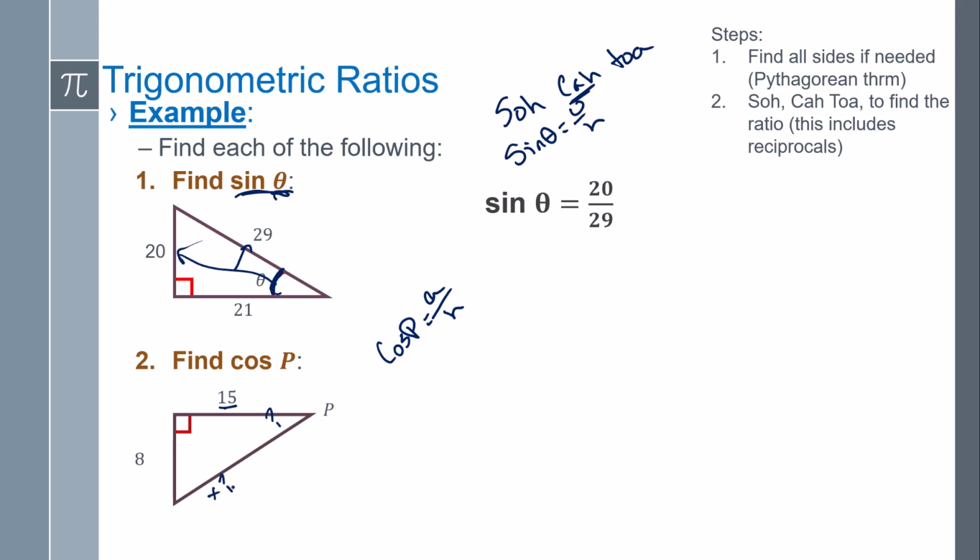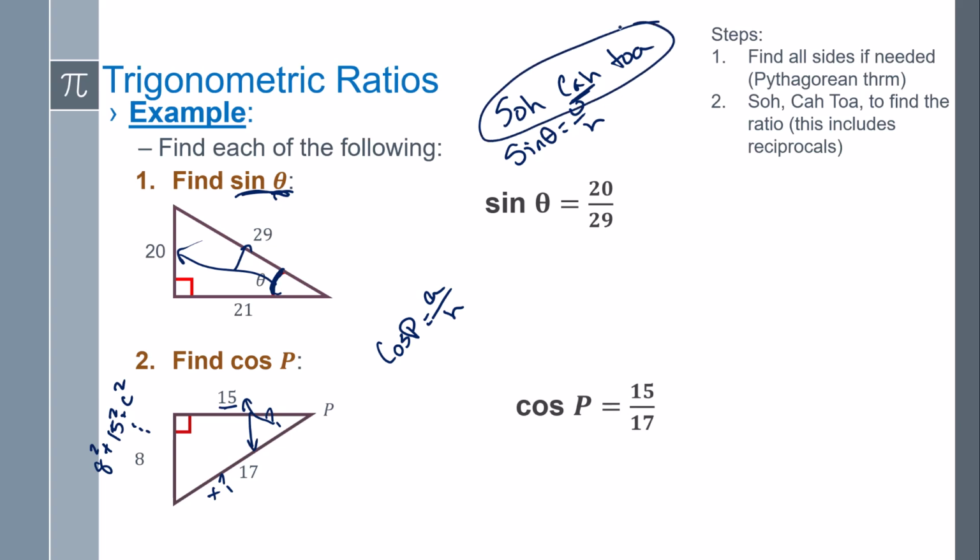It's not there. We need to use the Pythagorean theorem. If there's ever missing information, you can use the Pythagorean theorem to find the third missing side. So 8 squared plus 15 squared equals c squared. If you simplify that, you're going to get c equals 17. So then the cosine ratio, adjacent to the hypotenuse, is going to be 15 over 17. So using SOHCAHTOA, we can find the ratio.